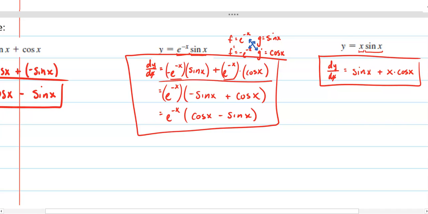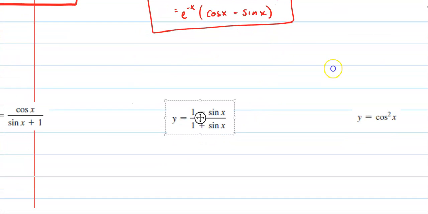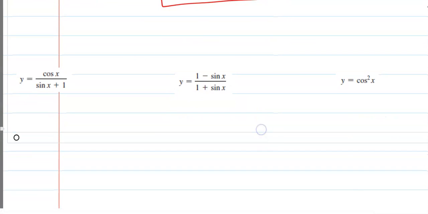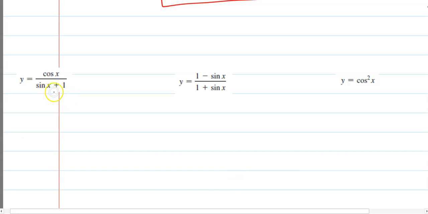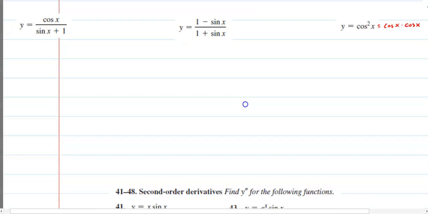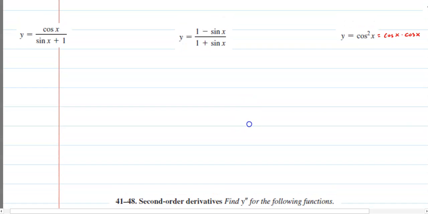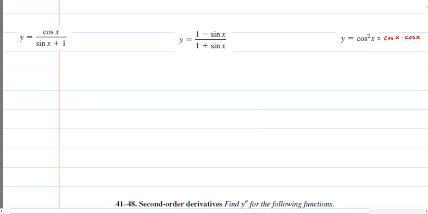Now I do have a couple other examples at the bottom of this page for us to look at if you so choose. They are two examples of our quotient rule, and then also this cosine squared. We haven't learned about the chain rule just yet, but we can actually solve this one by considering this as cosine of x times cosine x. So while I'm done presenting in this video, I would suggest that you try these three examples on your own. You can pause the video now and resume playback in a moment to check your work.